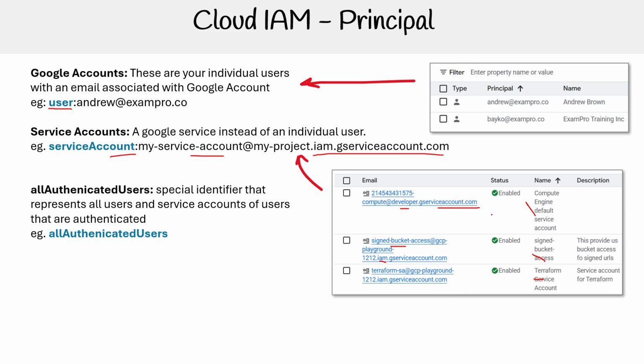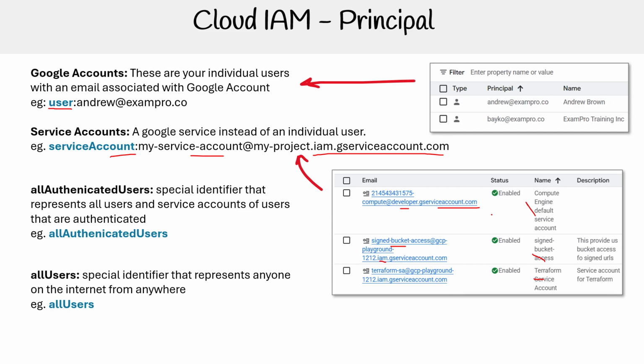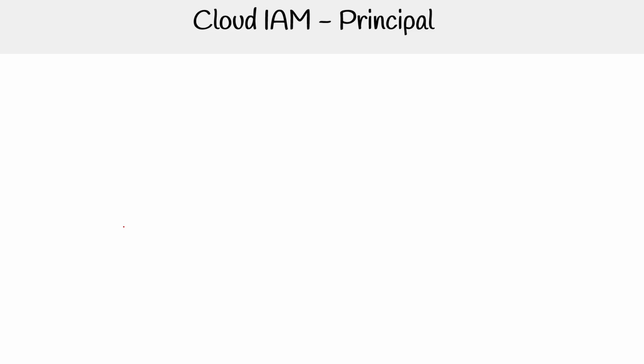We have all authenticated users. This is a special identifier that represents all users and service accounts for users that are authenticated. And then you have all users, which is a special identifier for representing anyone from anywhere. These two come into play when you are doing things maybe with a CDN or a bucket or Google Cloud Run, where you are trying to provide access to users to use something that's web-based or a website, right? So you'll see those come up there.